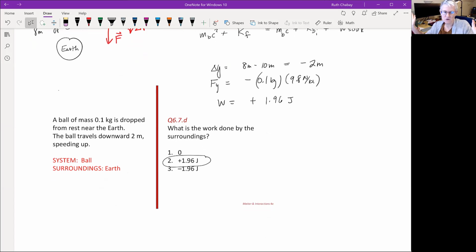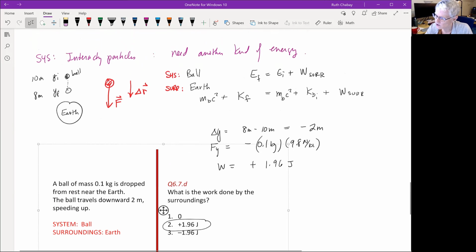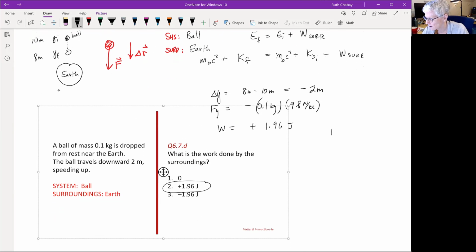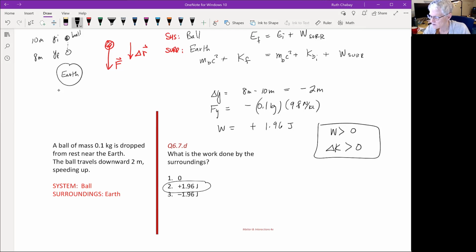So questions about this? This was fine. There was no problem. The work done was positive and the ball speeded up, right? So we had work was greater than 0. The change in kinetic energy of the system was greater than 0. So we're all fine, right? Not a problem.